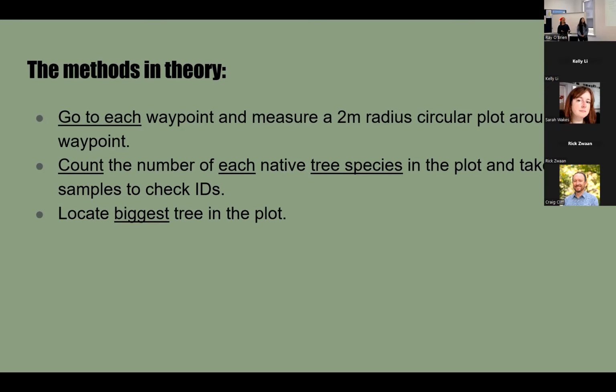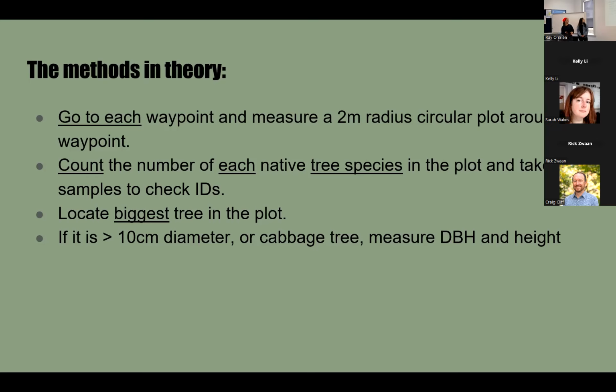And then we would find the biggest tree in the plot. If it was greater than 10 centimeters in diameter, or if it's a cabbage tree, you would measure DBH, which is diameter at breast height. Right about here, we had a special tape so that we didn't have to do the calculations in our head, and measure height. The reason that cabbage trees are on that is they don't have tree rings, so if we cut them down, it wouldn't tell you anything. But if they were less than 10 centimeters, we would cut the tree down and then cut a little disc out. Most of them are a bit smaller. And then we'd bag that up and identify it as well.